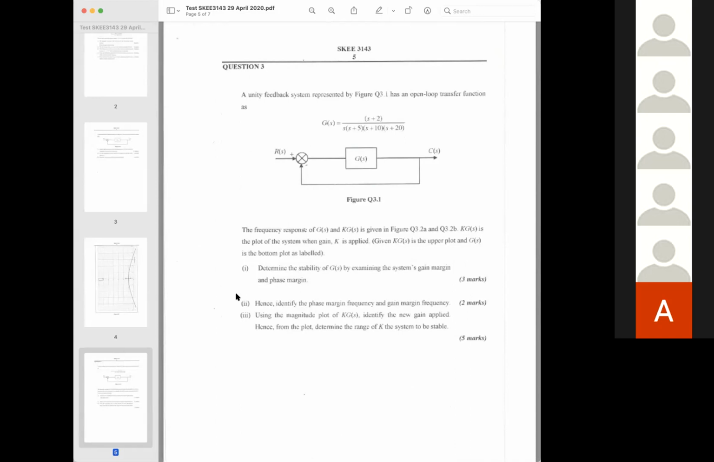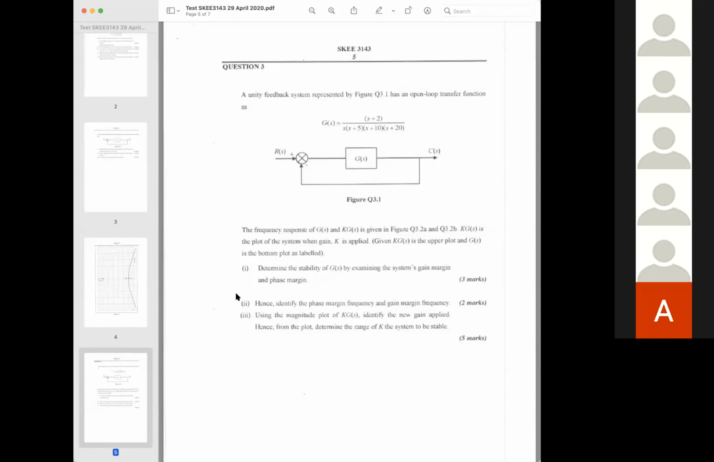KGS is the plot of the system when gain K is applied. Given KGS is the upper plot and GS is the bottom plot as labeled. Question 1, determine the stability of GS by examining the system's gain margin and phase margin. Question 2, hence identify the phase margin frequency and gain margin frequency. And question 3, using the magnitude plot of KGS, identify the new gain applied. Hence, from the plot, determine the range of K for the system to be stable.